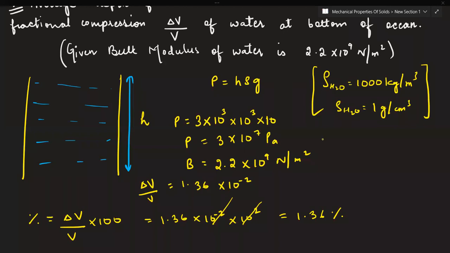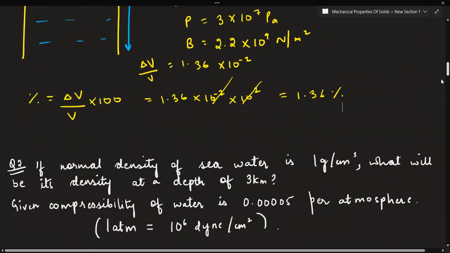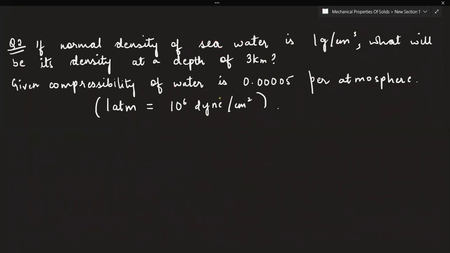Okay, do one last question based on this. The normal density of seawater is given to you as 1 g/cm³. What will be its density at a depth of 3 km? Compressibility is given to you, and the conversion of atm into CGS unit is given. So do the whole calculation in terms of CGS units only. If the depth is given in kilometers, convert it into centimeters, because the rest are given in CGS units. And again, if you wish to calculate the pressure, use the similar formula that I have told you: P is equal to H rho g. Just try.